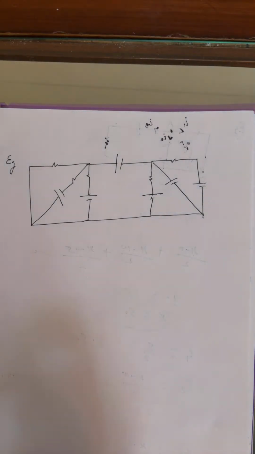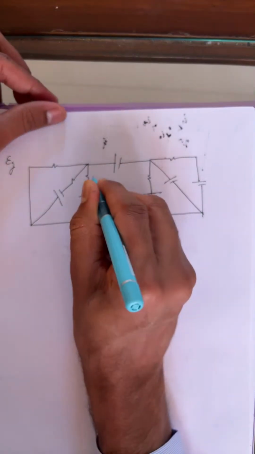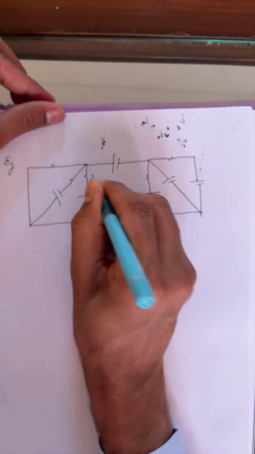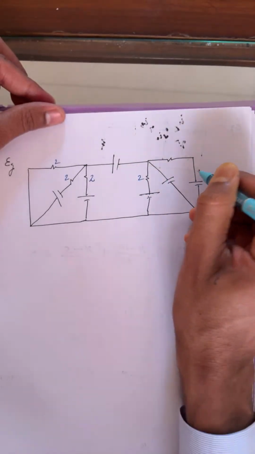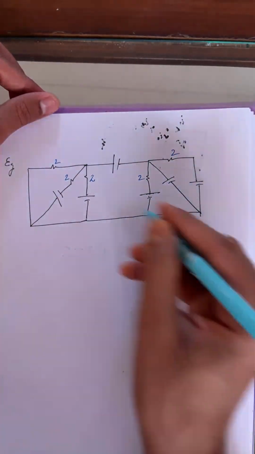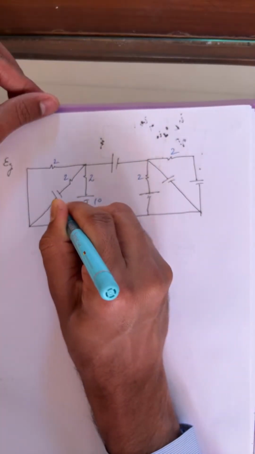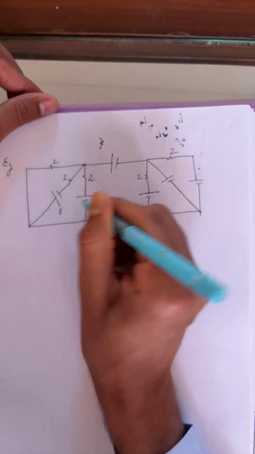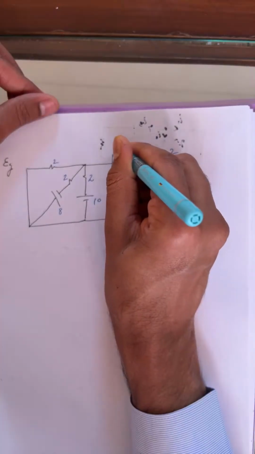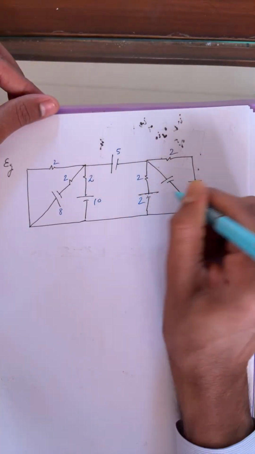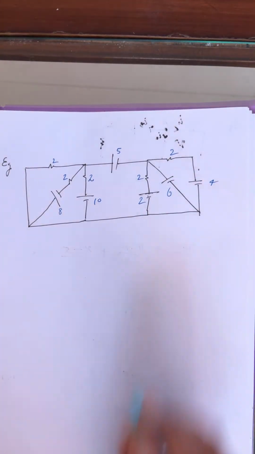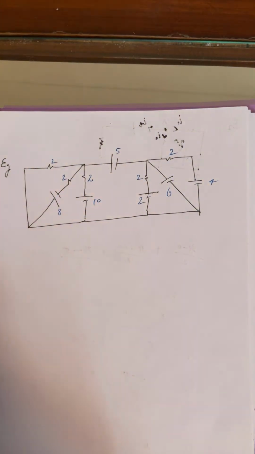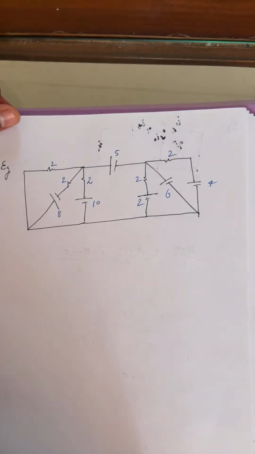Okay. Then I'll take here all resistances equal to 2 ohm. So 2, 2, 2, and 2. Now this is 10, 8, you can take 5, 2, 6, and 4. Simple. What's the question, student? Find the flow of current.